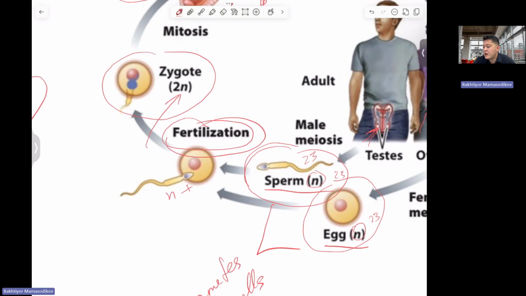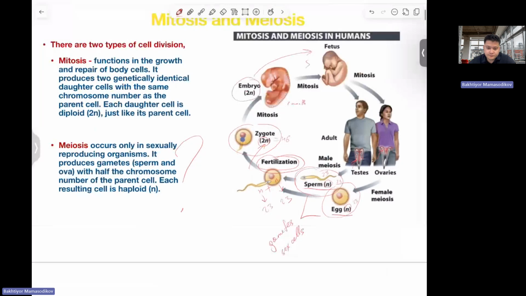After fertilization, we get 2N. This N combines with this N, making 2N, which is 46 chromosomes, and each N is 23 chromosomes. This zygote divides by mitosis, then forms the embryo, and then the adult. That's how the life cycle continues, as shown in this diagram.